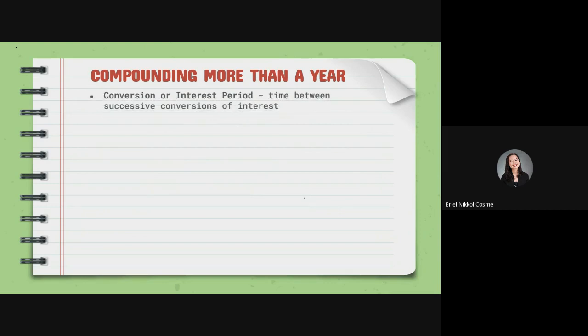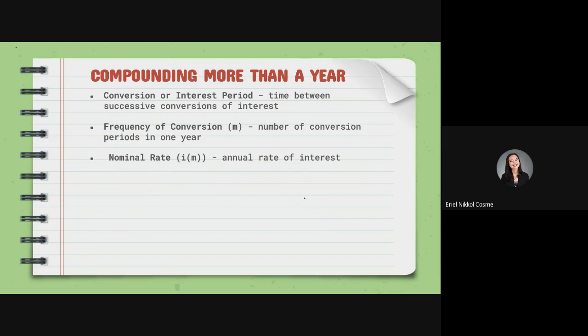So, let us have conversion or interest period: time between successive conversions of interest. Frequency of conversion, or M: number of conversion periods in 1 year. Nominal rate: annual rate of interest. Rate, or J, of interest for each conversion period.